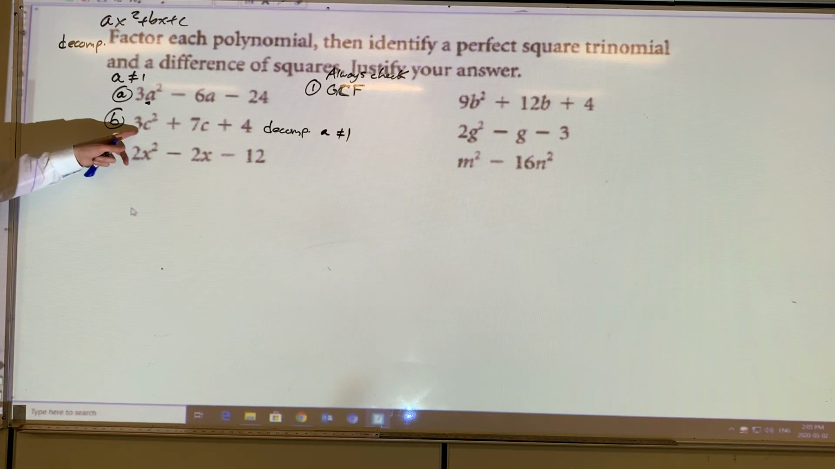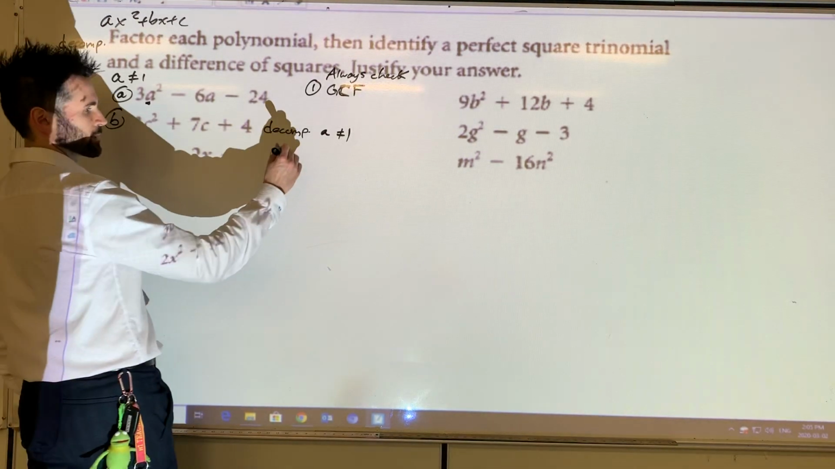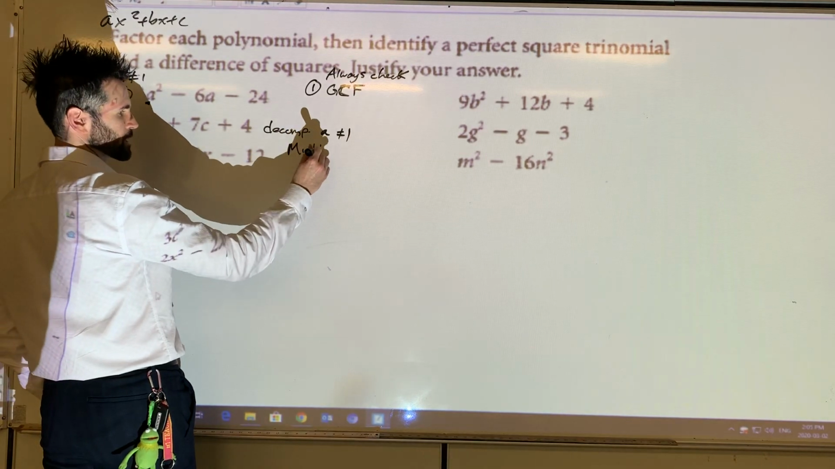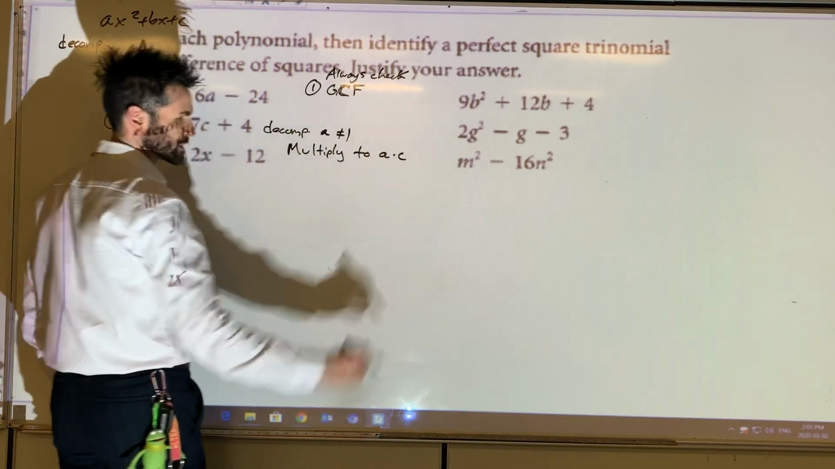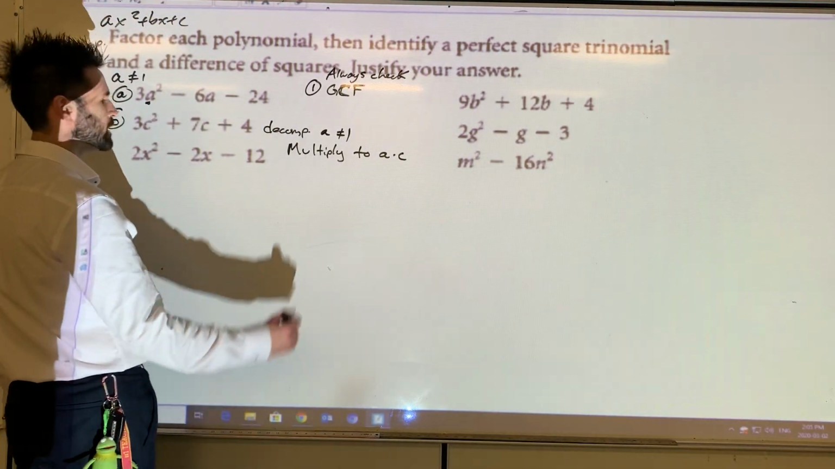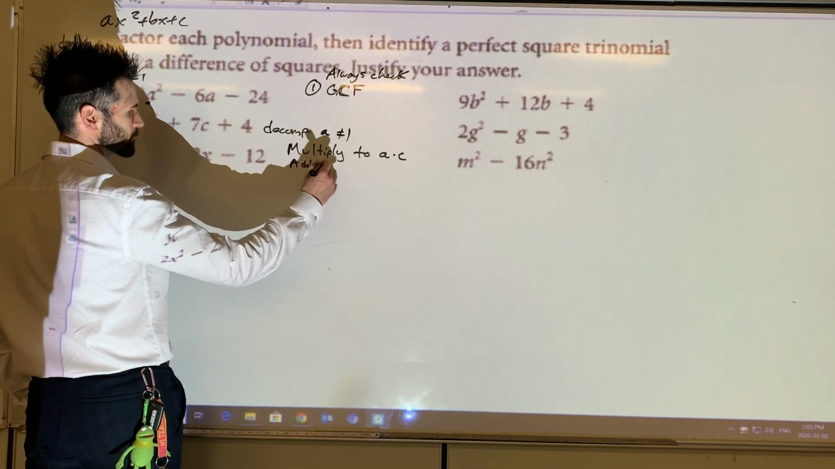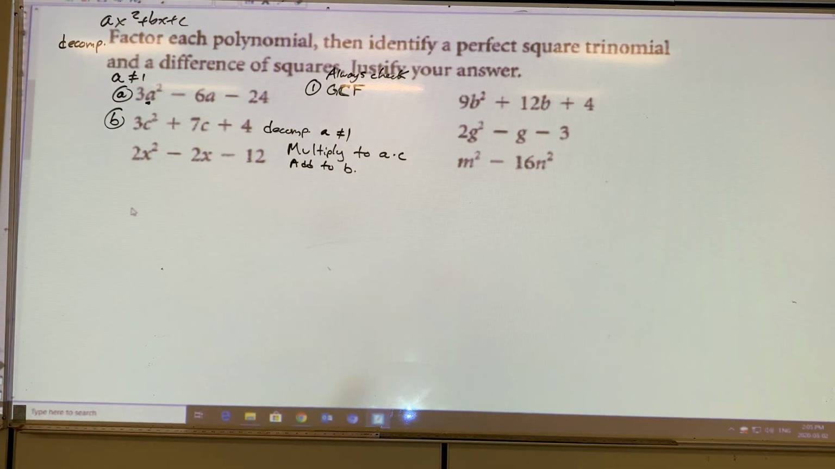So if it's not positive 1, it's decomp unless you can pull out a greatest common factor. Decomp had some rules that went like this. You need to find two factors that multiply to a times c. So this times that, so in this case 12, and it still adds up to b. And then our steps were a bit more involved.